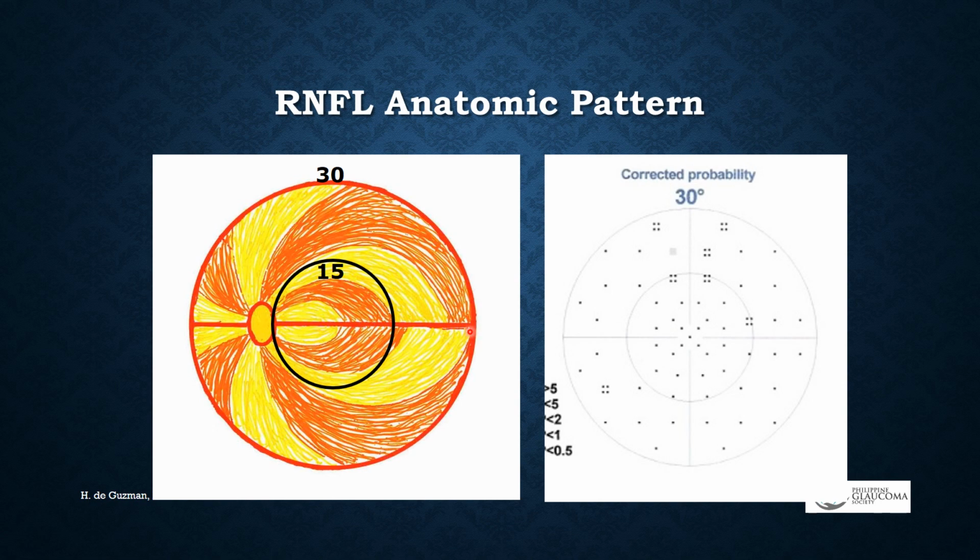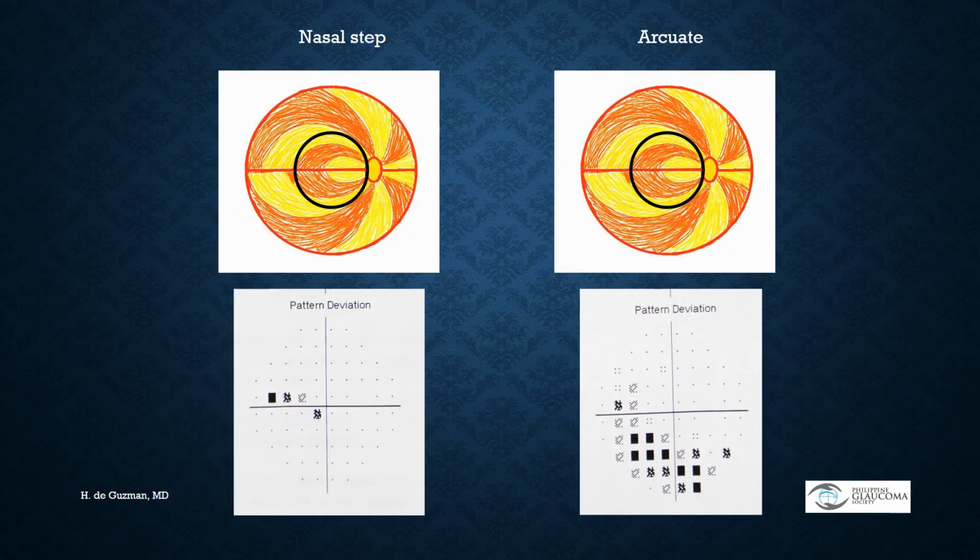This is a schematic diagram of the RNFL, and this is the area responsible for the central 30 degrees of the visual field, and this is the area responsible for the central 15 degrees of visual field. Conveniently for us, the Octopus also has its circles at the same points. Unfortunately, the Humphrey does not. So this is 30 degrees, and this is 15 degrees. Here is an example of a nasal step defect, and the area of the retina that would be affected would be here.